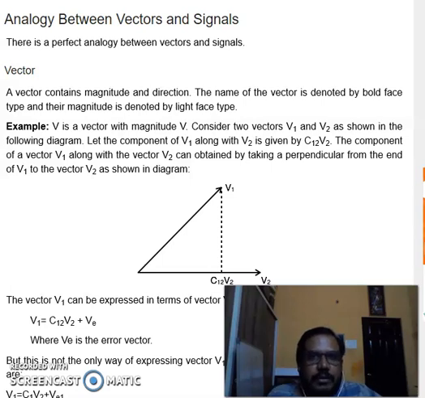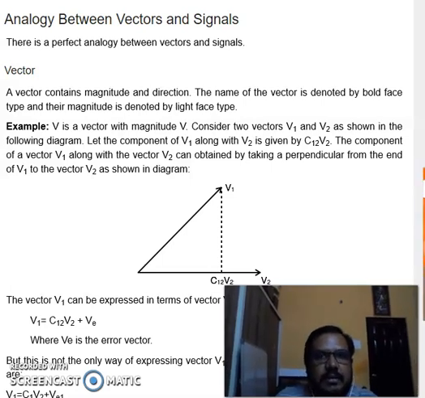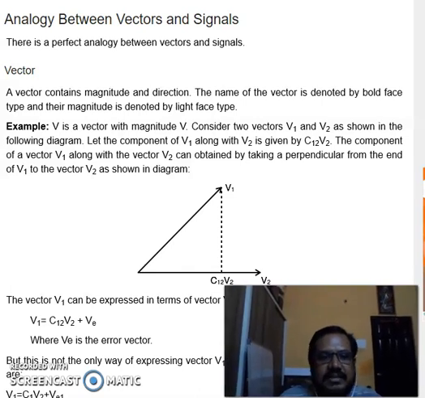Today we will take up the topic signal analysis. What is signal analysis? We are trying to analyze the signals. Before trying to analyze the signals, we are trying to develop an analogy between signals and vectors. Analogy. What is analogy? Analogy means similarity.